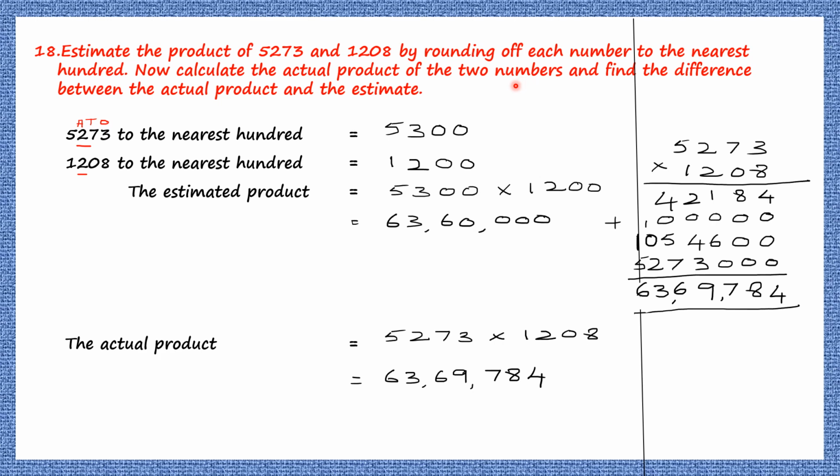Calculate the actual product of the two numbers. Now what is the final question? Find the difference between the actual product and the estimate. So we're going to find the difference between this, which is the actual product, and the estimate or the estimated product, which is this number. So let's do that. So the actual product is 63,69,784. This is the actual product. Now, which is the estimated product? 63,60,000. This is the estimated product.